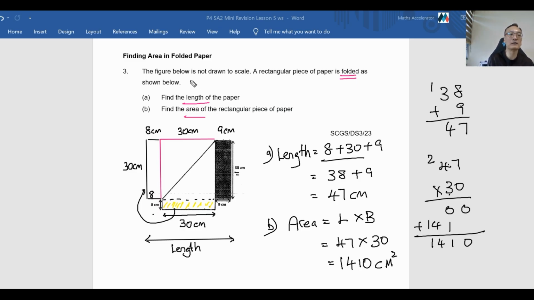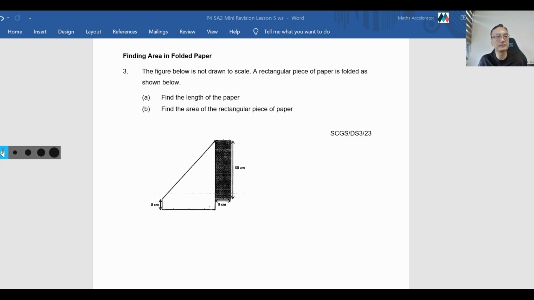Okay, folded paper is a very popular question in the year-end exam. So students need to understand that when you have a folded paper, remember to unfold it back into its original rectangular shape. Then it will be very easy for you to find the length and the breadth as stated in the question. All right, let's move on to the last question.